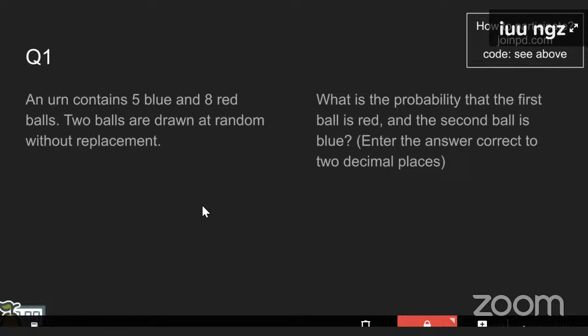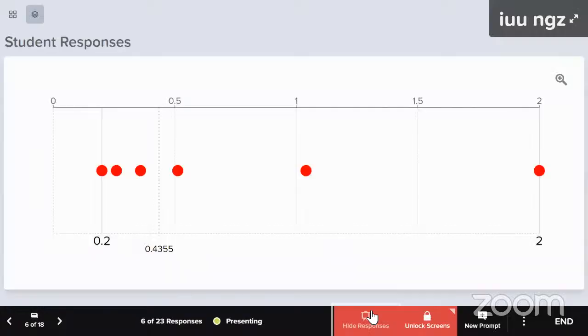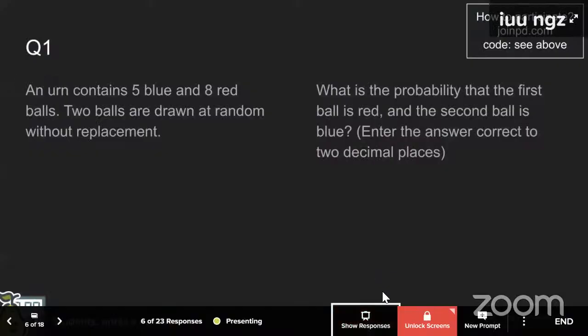Okay. Do you need more time to solve this, or I see how many people? 6 people only. I will start this for 1 more minute.